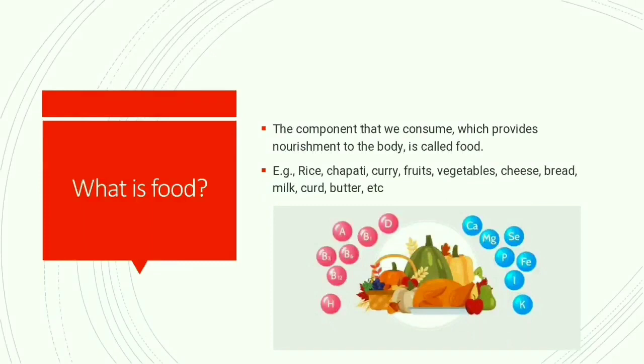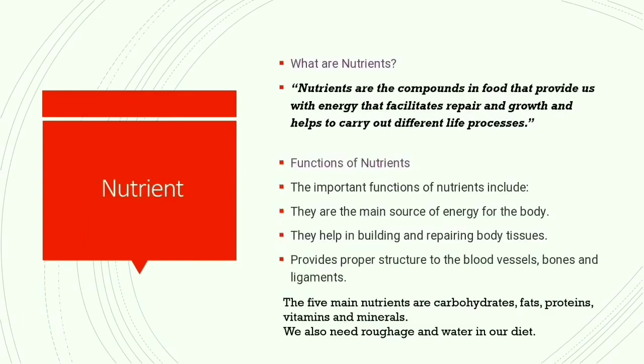And from food we absorb nutrients. So let's find out what is the definition of nutrient. Nutrients are the compounds in food that provide us with energy, facilitate repair and growth, and help to carry out different life processes. That means nutrients help us to repair our body. It helps us to grow. It also provides us the right amount of energy. Alright, that is why we can work properly.